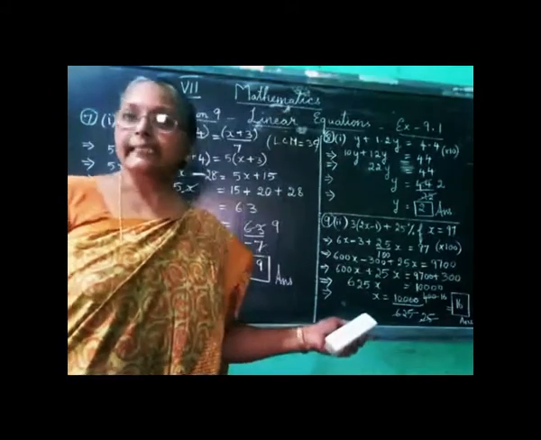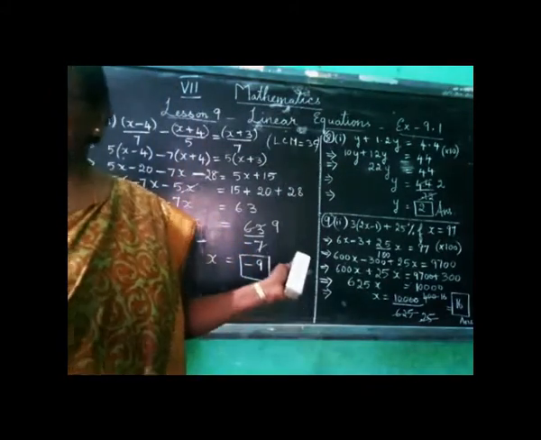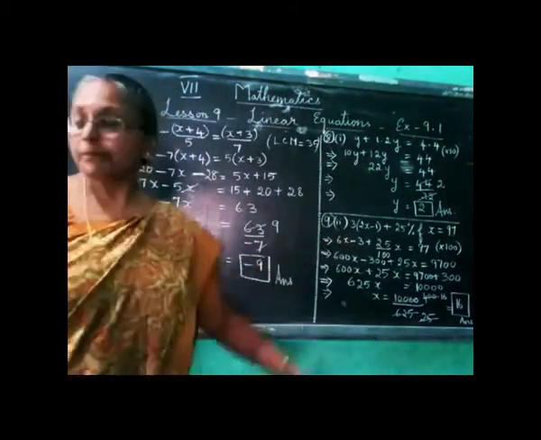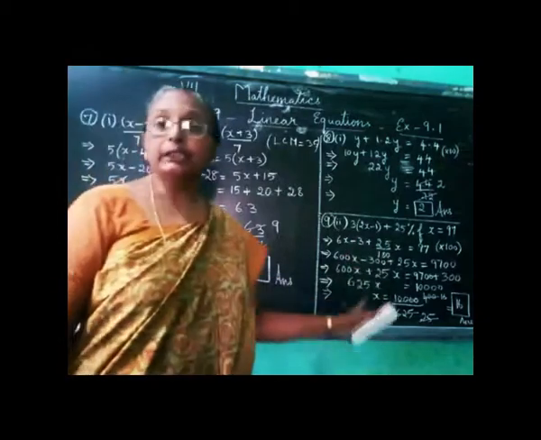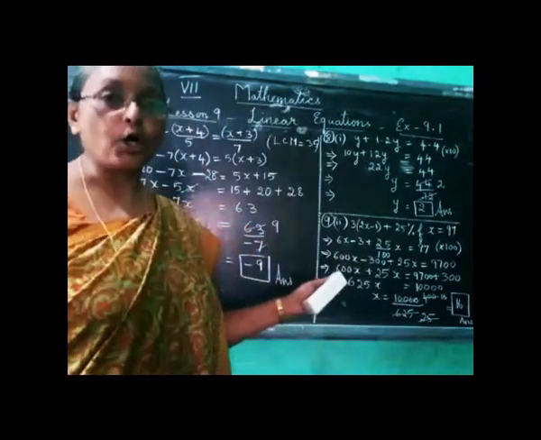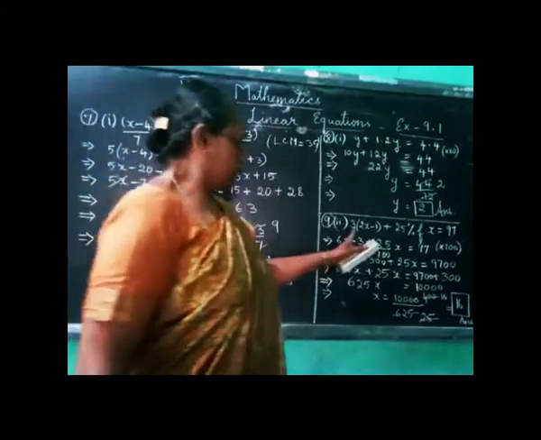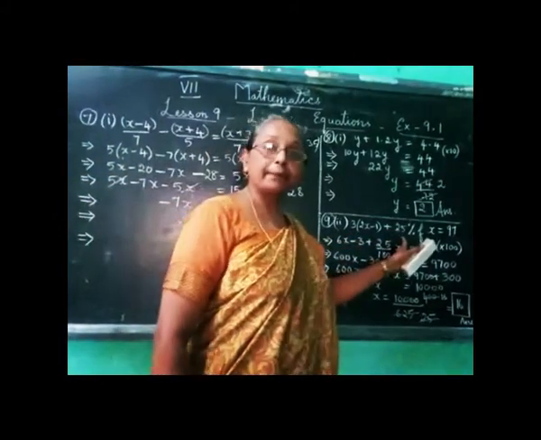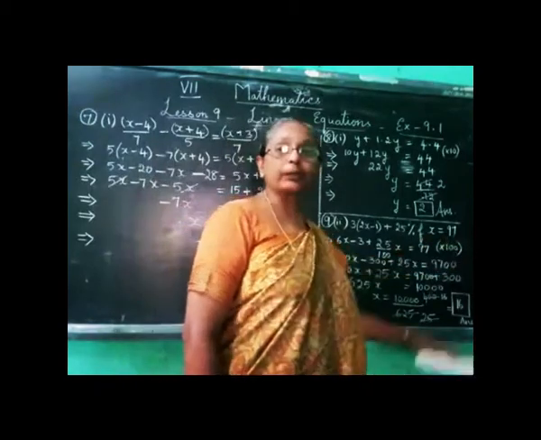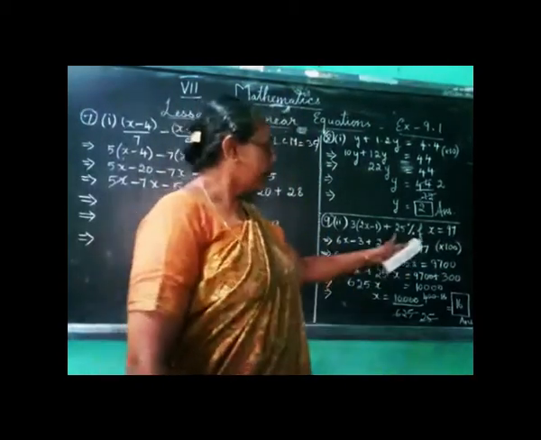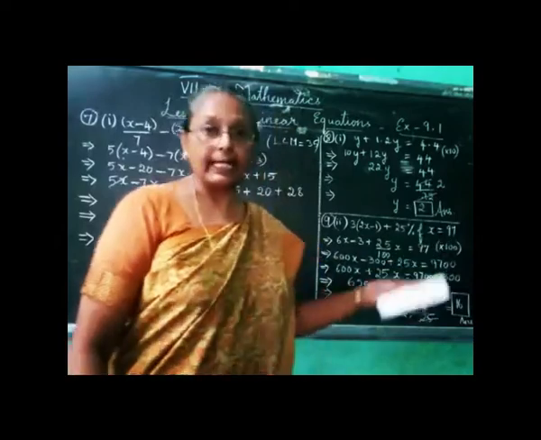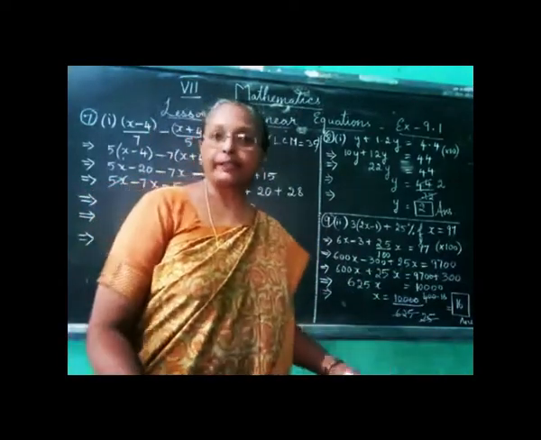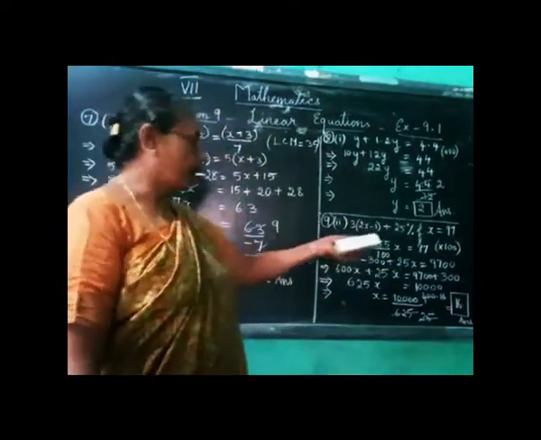Let me do the 9th sum for you. You can see the 9th sum. In the 9th sum, second subdivision, we are given percentage of x. That is 3 into 2x minus 1 plus 25 percentage of x is equal to 97. When percentage is there in that equation, we have to do it in a particular method. We will see how to do.